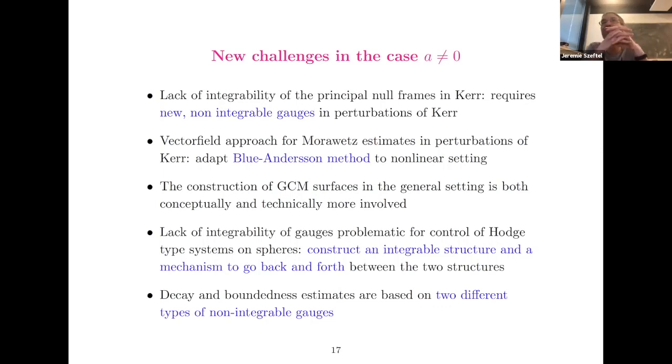The approach since the stability of Minkowski, proved by Christodoulou and Klainerman, is always to use these geometric null frames that span null cones. And here, this is a drastic change in the proof because you have to start learning to work with non-integrable gauges. So you first have to define these gauges and be able to control them.